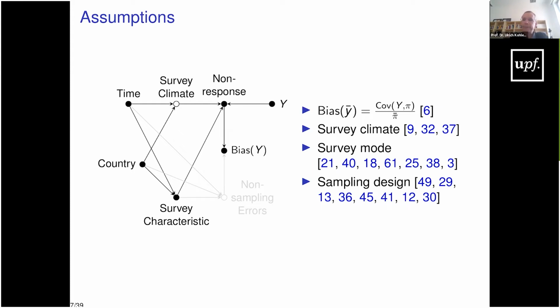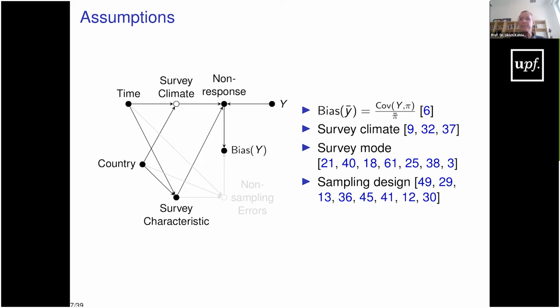One cause might be time. Over time, the survey climate might have decreased for whatever reasons. We don't care about these reasons. And that might then decrease or increase non-response in turn. And over time, perhaps also pollsters have changed the way they design a survey, and that then might also have affected non-response. And there are, of course, also country-specific traditions in the survey characteristics.